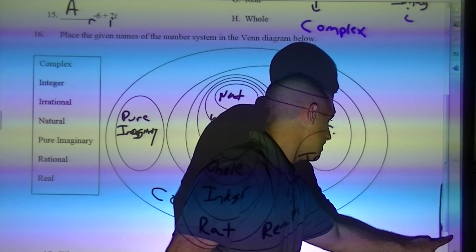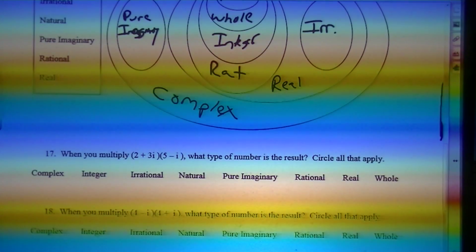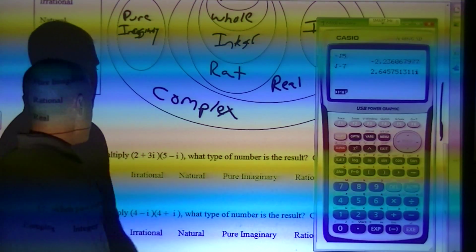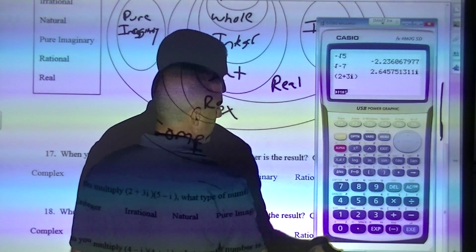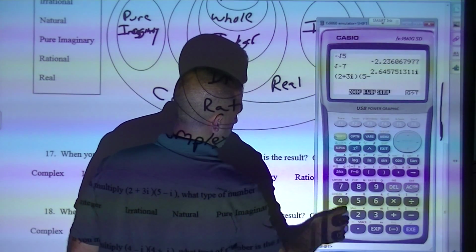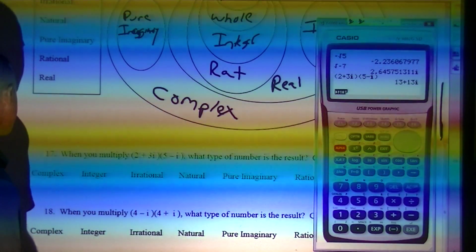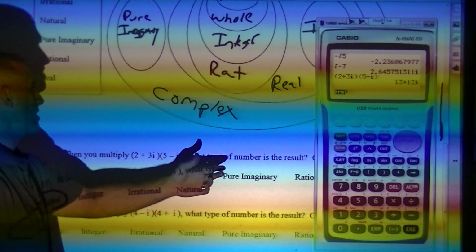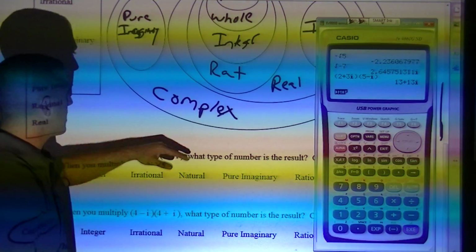Then the next problem says, when you multiply this kind, I'm going to go ahead and do that. I'm going to do 2 plus 3i. Shift 0 gets you the i, by the way. 5 minus Shift 0 i. Now, that is a complex number. So it's not a pure imaginary. When you multiply, what type of number is the result? So you look at what's the lowest rung on there. It's got to be complex.